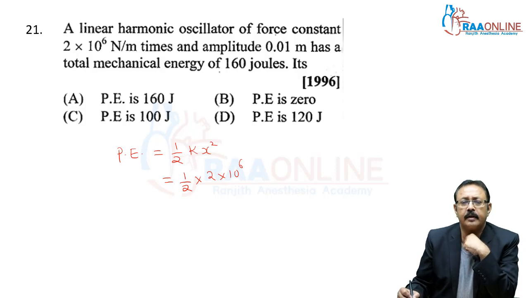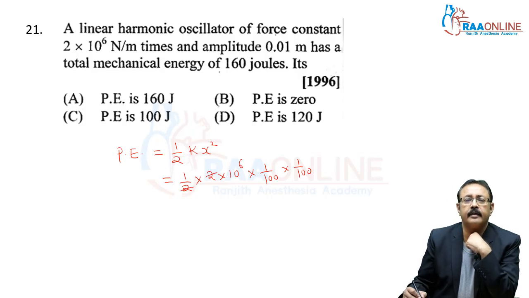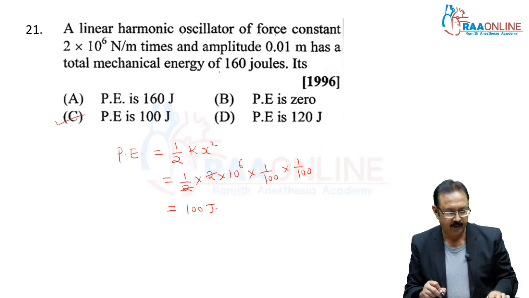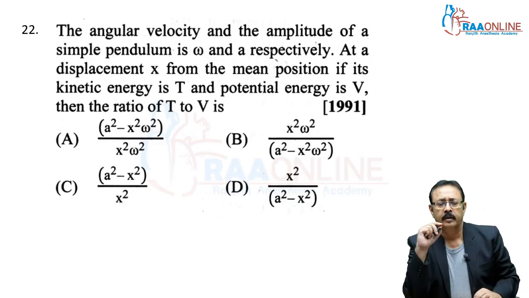And what is amplitude? Amplitude is 0.01. 0.01 means 1 upon 100 into 1 upon 100. What we are getting? Potential energy should be 100 joule. So we are going with option C. So we are going with option C for 21st.